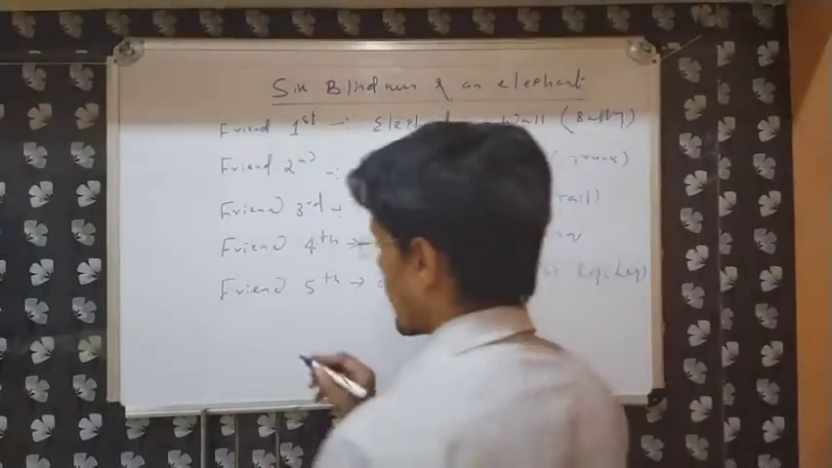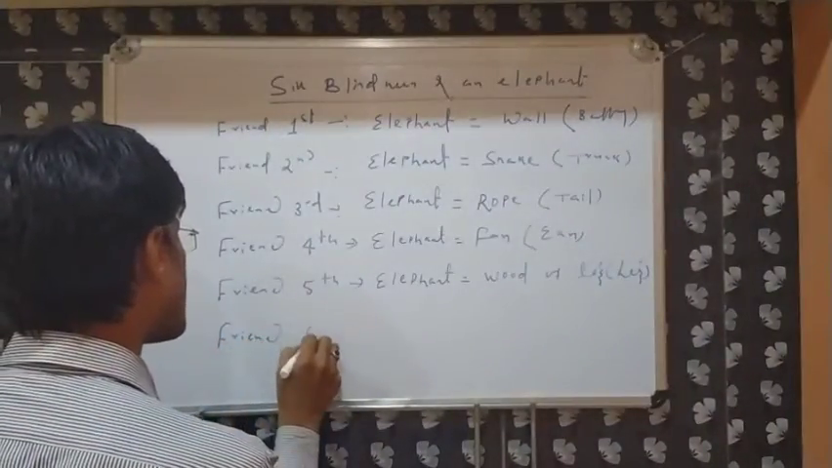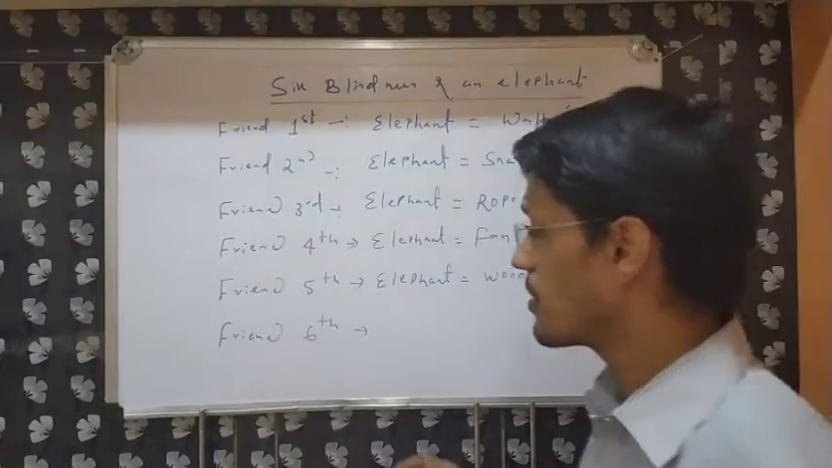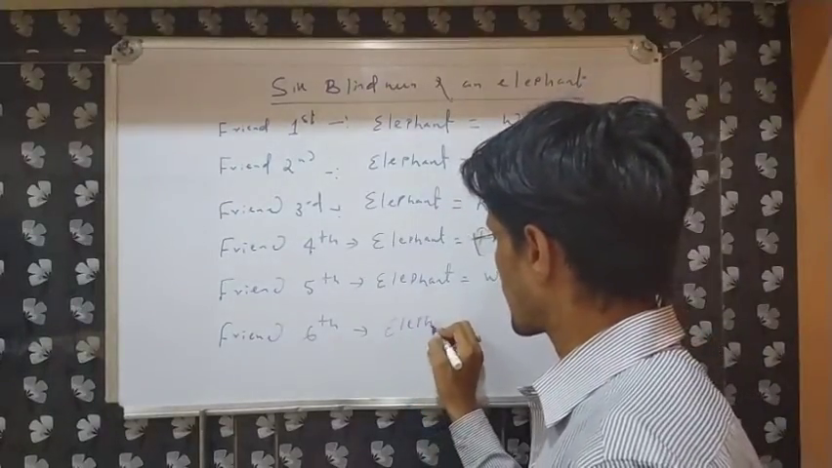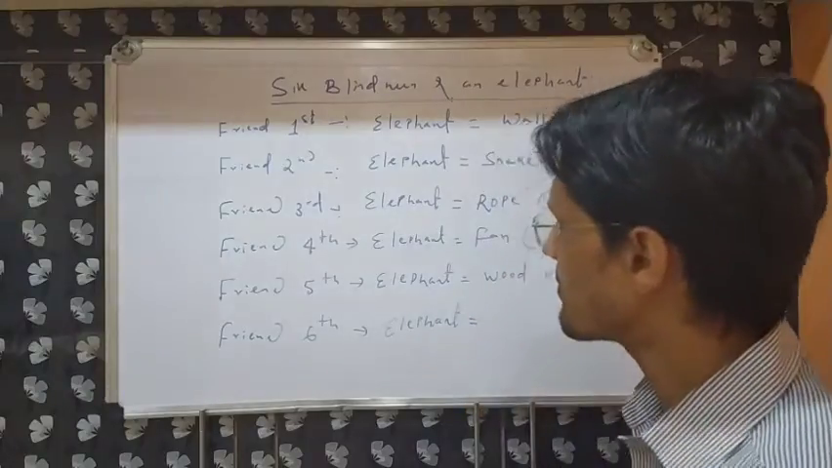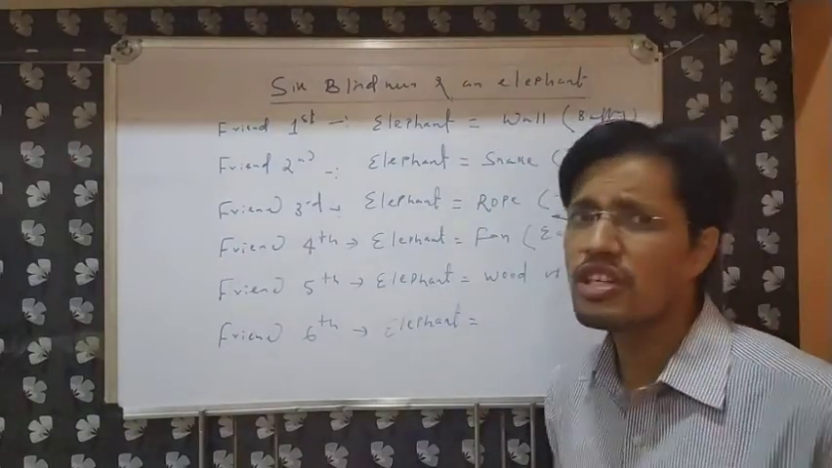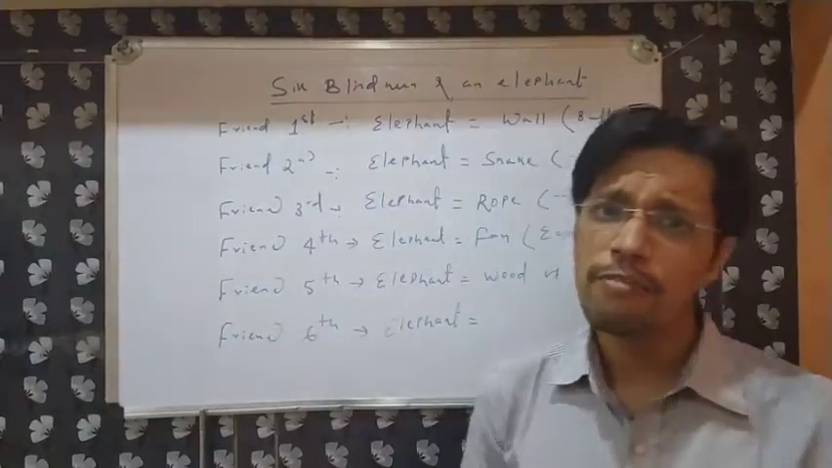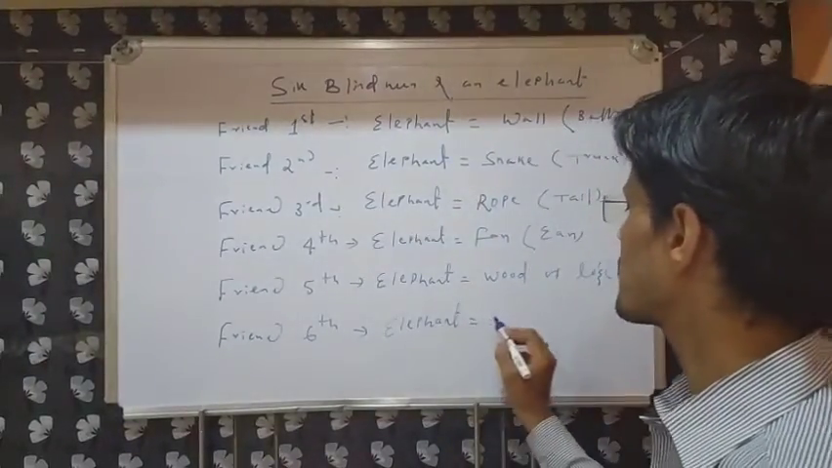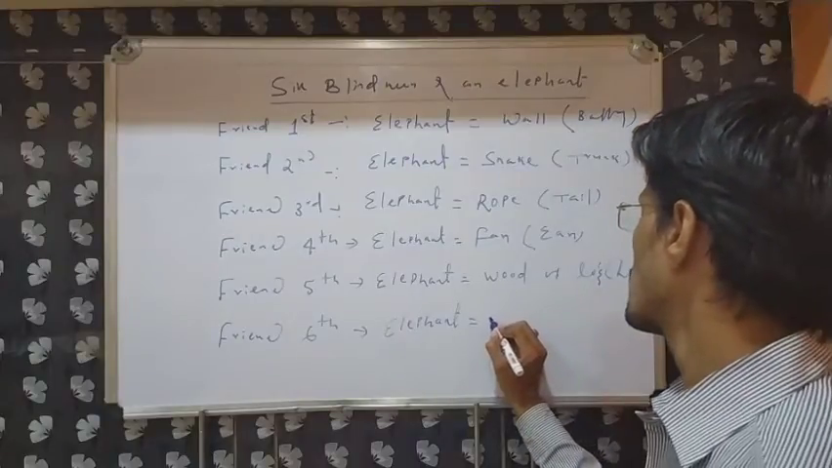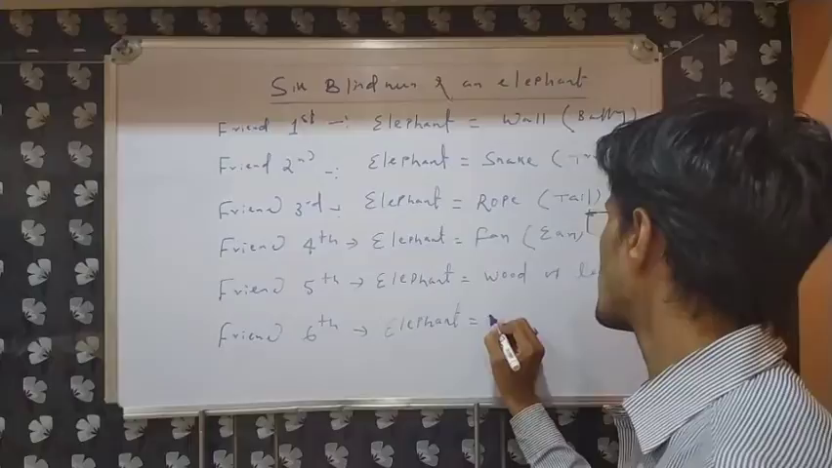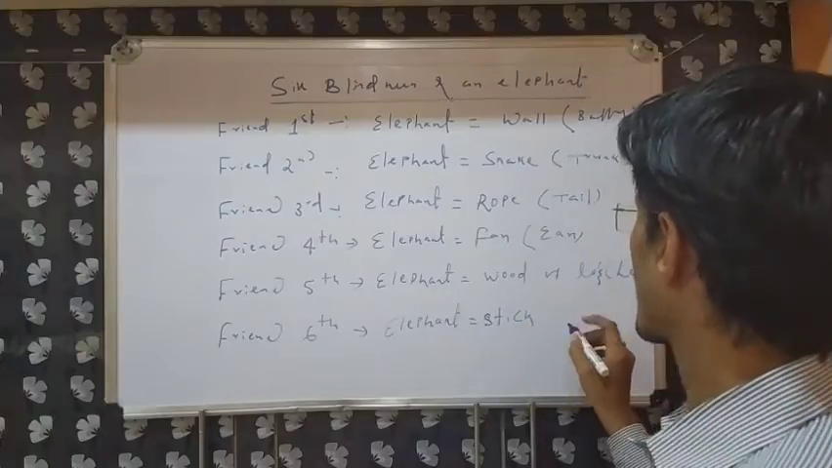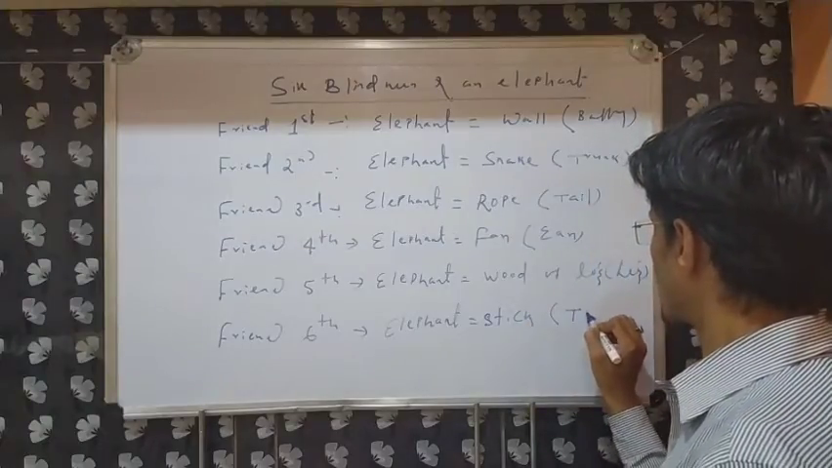Finally, the last one, the sixth friend. When the last friend approached the elephant, again he reached the front part of the elephant, and he approached the tusk of the elephant, and he concluded that the elephant is equal to a roll stick, by its characteristic and by its task.